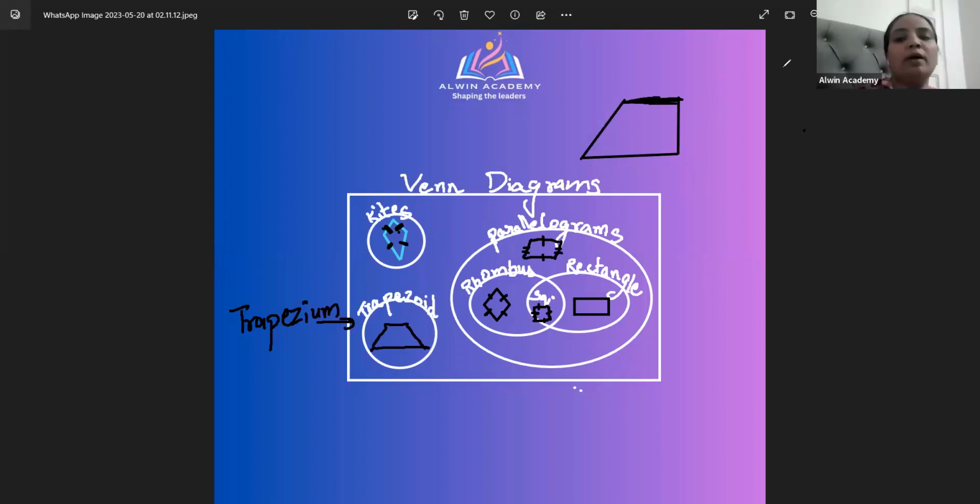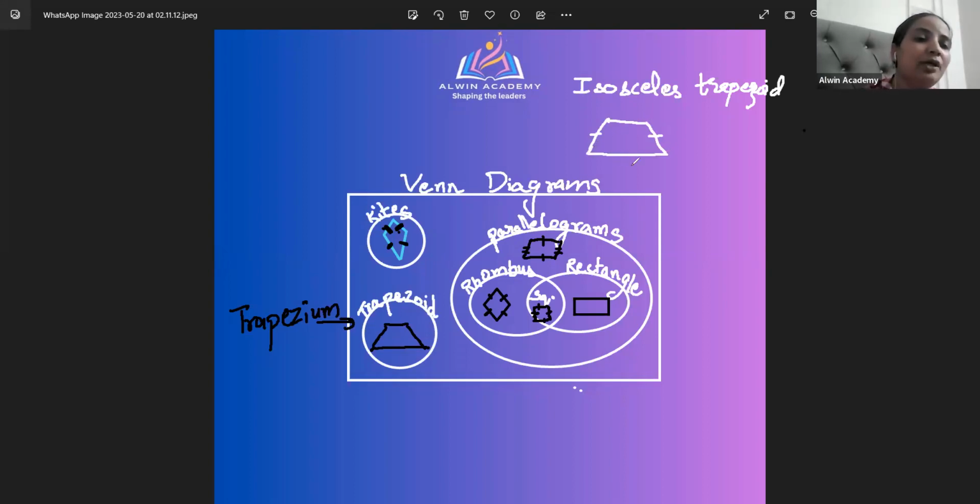Now let me tell you one more thing about trapezoids. There can be one thing which you call an isosceles trapezoid. What is an isosceles trapezoid? An isosceles trapezoid is when you draw the non-parallel sides to be equal. Obviously, the parallel ones cannot be equal. Why? Because if they are equal, then these lines would also be parallel, no? So this will become a parallelogram.